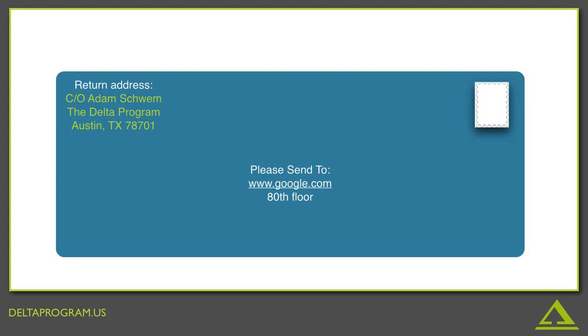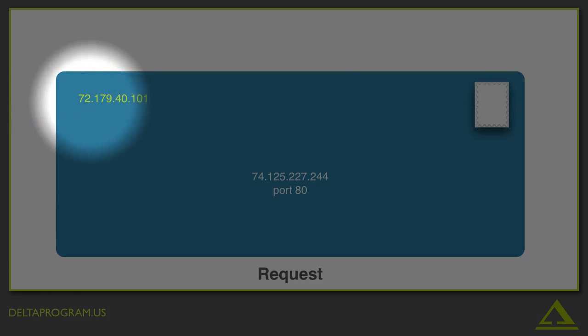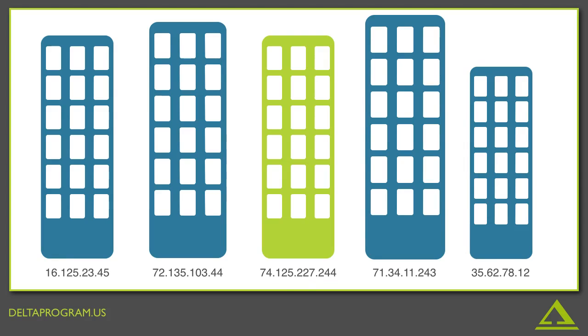What it actually looks like to the computer is a little bit more like this. We have a return address, but it's an IP address. And we also have an actual destination IP address, and we also have a port. So you can think of everything that you're dealing with in the web as kind of being like a series of buildings. Each building has an address. Instead of actually having a street number and name, they just have four particular numbers separated, on a scale of 0 to 255.